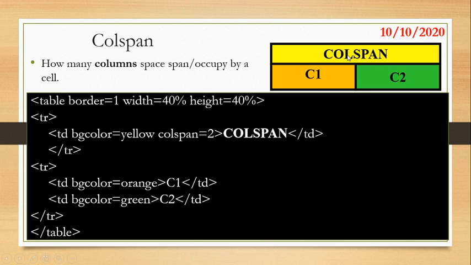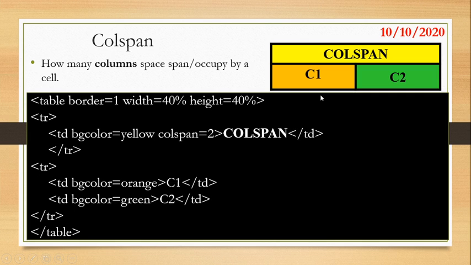Now inside the cell there is a Colspan text, so you have to write Colspan. Now we have finished creating the cell, so you have to close the td, and also we have to close the tr since we are finished with creating the first row. Now we have to move to the second row, so you have to write tr, table row.